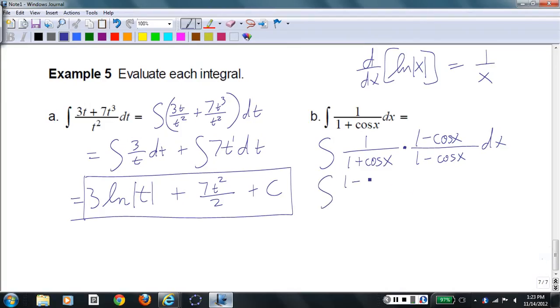Integral of 1 minus cosine x over, okay, we know it's going to be 1 minus cosine squared x. And we know that's going to be sine squared x. So I'm going to skip that step and just say sine squared x right there, dx. Let's see if there's hope for taking this and writing it as the difference of two separate fractions. The integral of 1 over sine squared x minus cosine x over sine squared x dx.